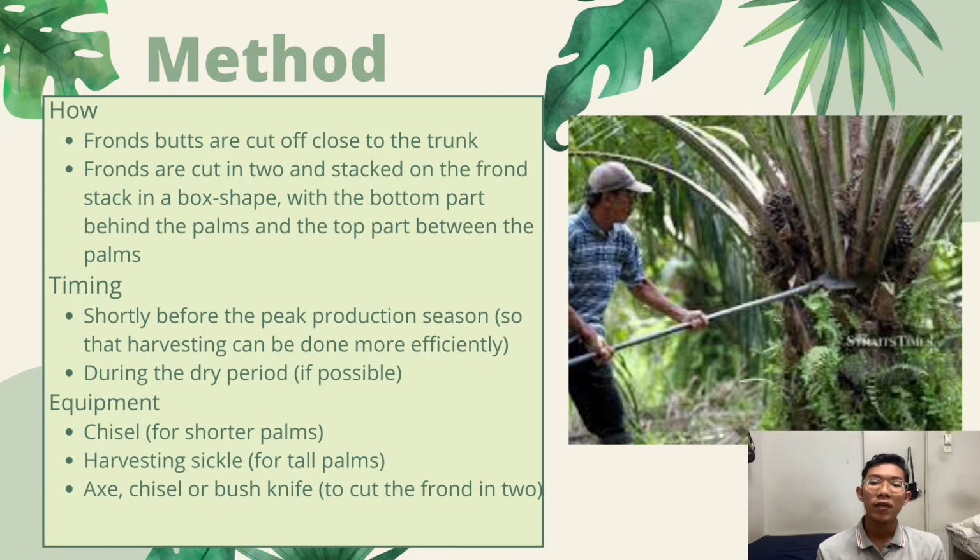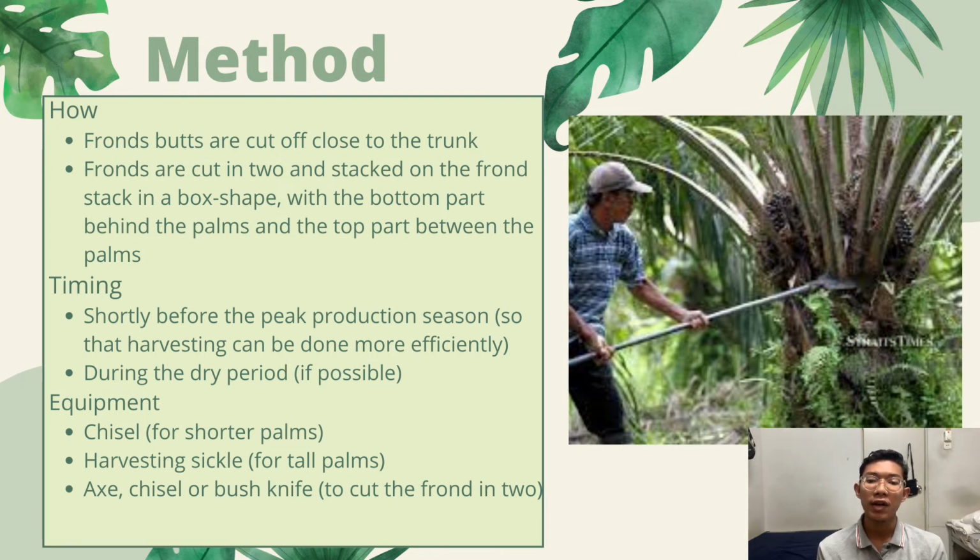First, frond butts are cut off close to the trunk. Then, fronds are cut into pieces and stacked on the frond stack in box shape, with the bottom part behind the palms and the top part between the palms. After that is the timing of when we need to do the pruning. First, shortly before the peak production season so that harvesting can be done more efficiently, and during the dry period if possible.